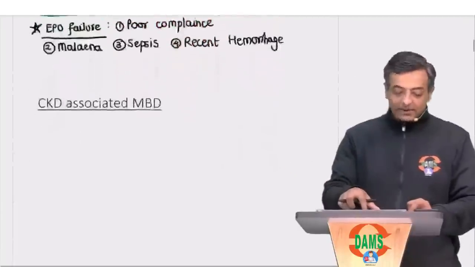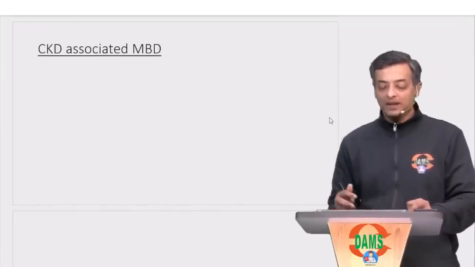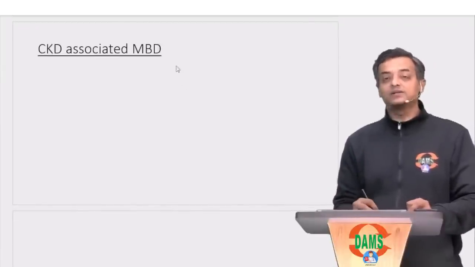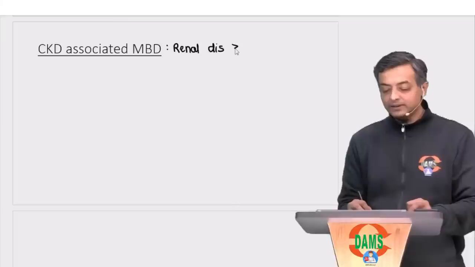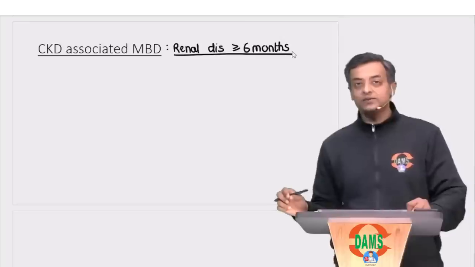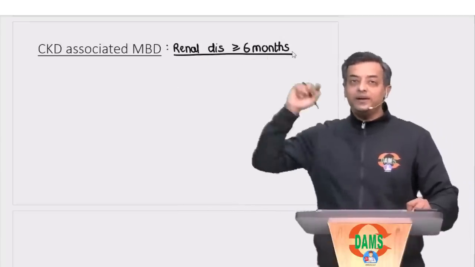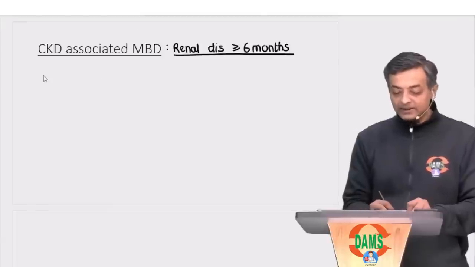The second topic we want to know, CKD associated metabolic bone disease. Metabolic bone disease occurs only when the renal disorder is of more than 3-6 months duration. Bone can get affected only when renal disorder is more than 6 months duration. That is why it occurs in chronic kidney disease only. But what are the mechanisms we want to know? The mechanisms: bone disease is affected because of the uremia.